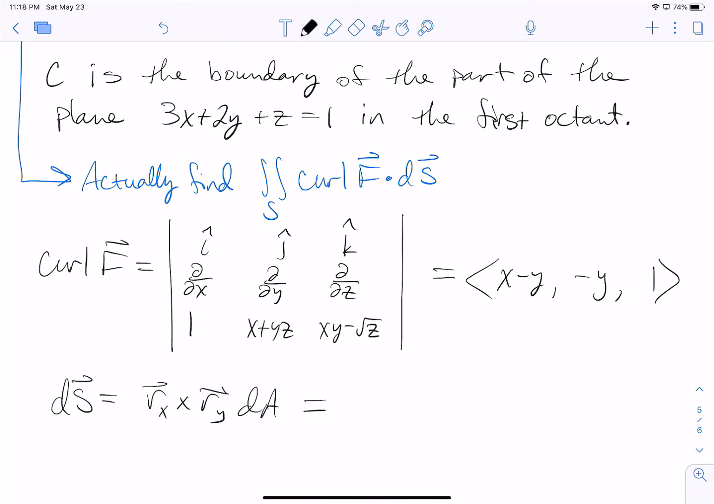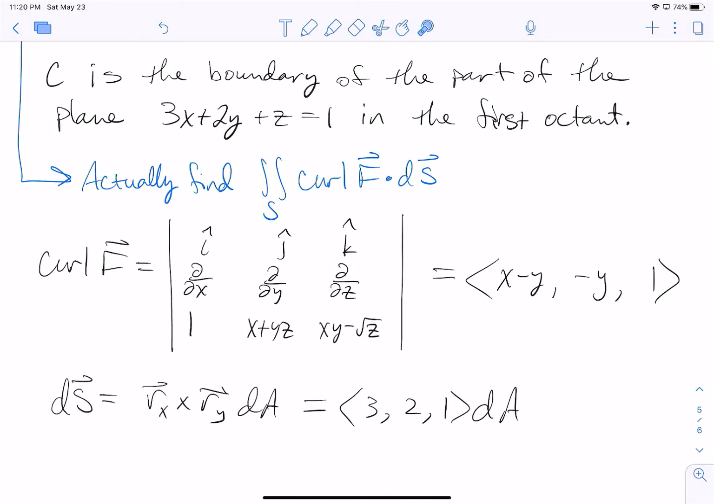dA. We can express z in terms of x and y and find their partial derivatives, or we can note that because we have a plane, its normal vector is going to be ⟨3, 2, 1⟩, because the coefficients in the equation of the plane are 3 in front of x, 2 in front of y, and 1 in front of z. Don't forget the dA.